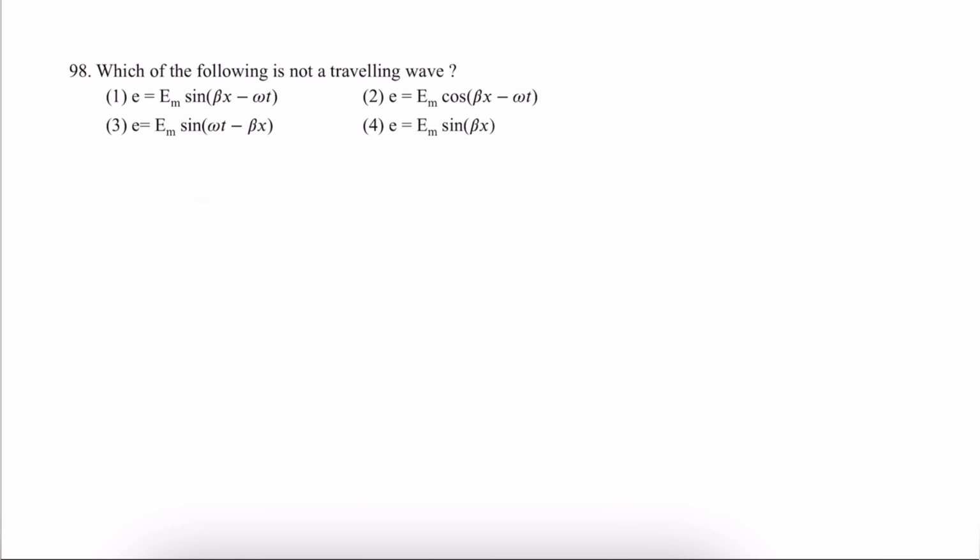Next question. Which of the following is not a traveling wave? E is equal to Em sine beta x, and it is a standing wave. The rest of the three are traveling waves. Take option 2, E is equal to Em cos of beta x minus omega t. Cos of minus x is cos x, so this is cos of omega t minus beta x. So the wave is propagating in positive x direction.